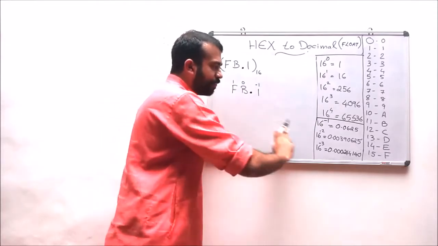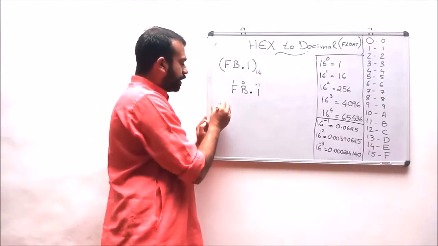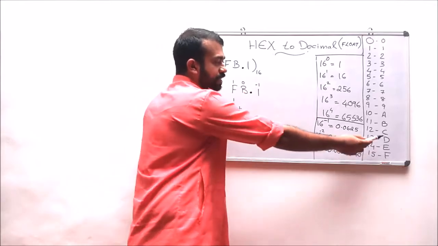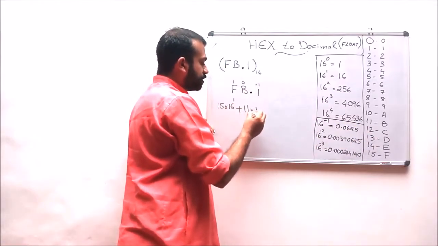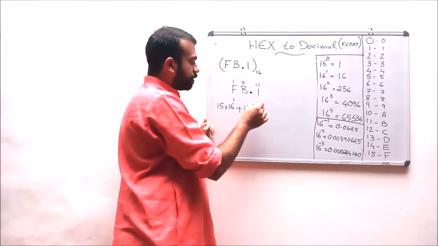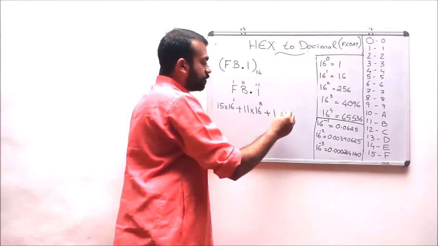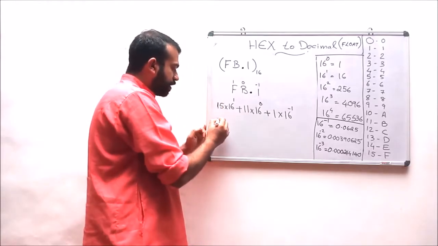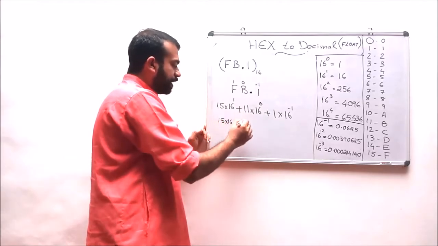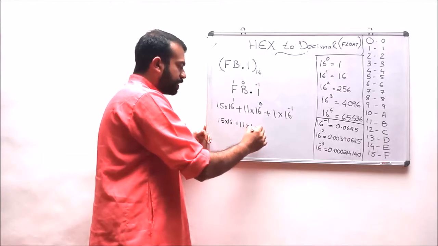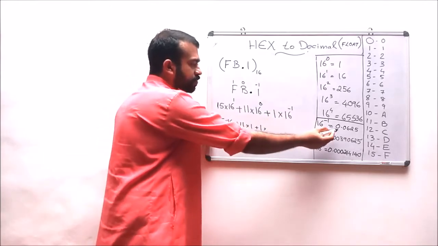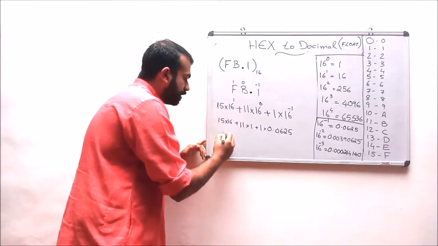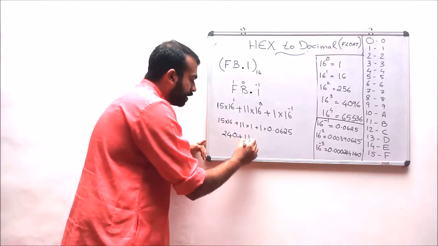So what we have to do is multiply these digits with 16 to the power of their respective positions. The number F is equivalent to 15. So 15 into 16 raised to 1, plus B, which is equivalent to 11, into 16 raised to 0, plus 1 into 16 raised to minus 1. 15 into 16 raised to 1 is 15 into 16 itself, plus 11 into 16 raised to 0 which is 1, plus 1 into 16 raised to minus 1, which is equivalent to 0.0625.